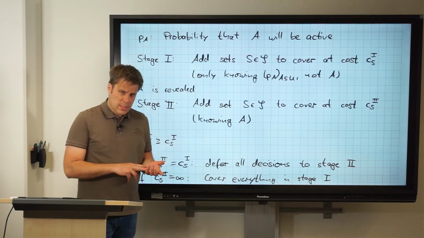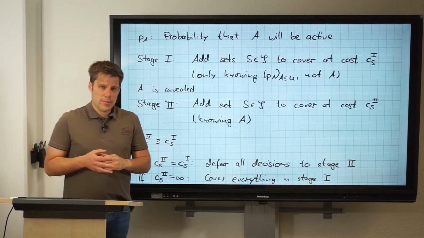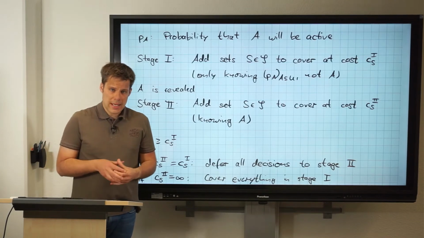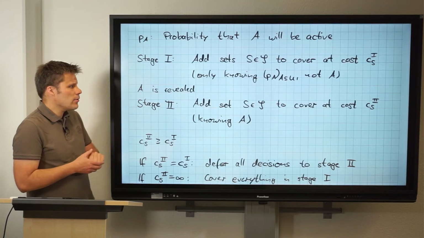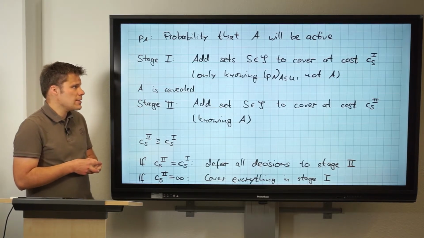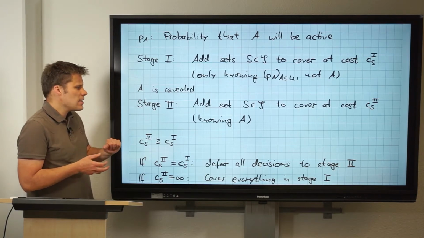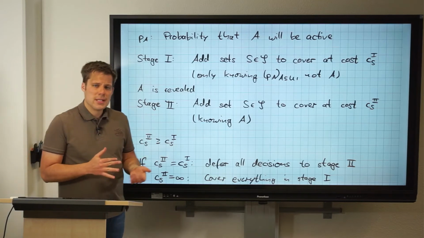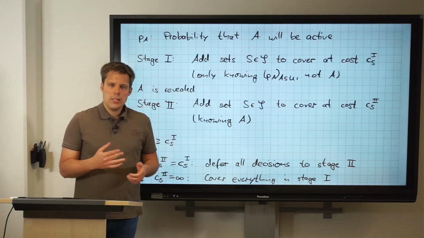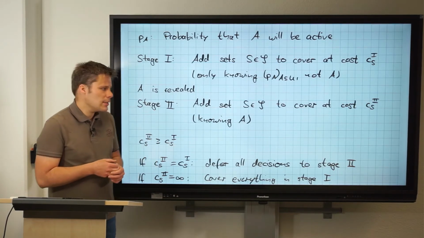What is important here is that we do know in advance these probabilities that elements will be active. Based on this, we can already choose to add sets to the cover at a cheaper cost. Then the set of active elements is revealed, and then we have to add further sets to the cover, maybe, if A is not covered so far by what we selected.